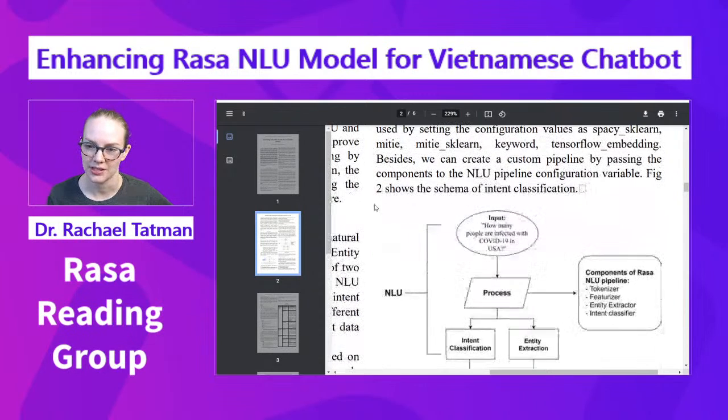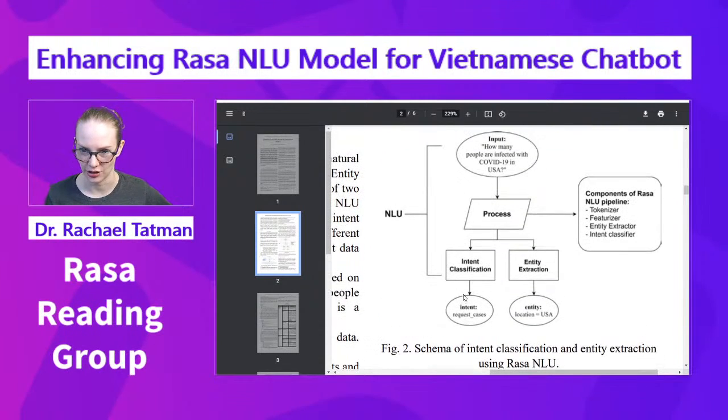Figure 2 shows the schema of intent classification. So we have the input, which goes through a pipeline. The tokenizer breaks it into smaller pieces. The featurizer converts those smaller pieces to numbers. The entity extractor identifies entities in the text and saves them to a structured format. The intent classifier detects the whole intent.